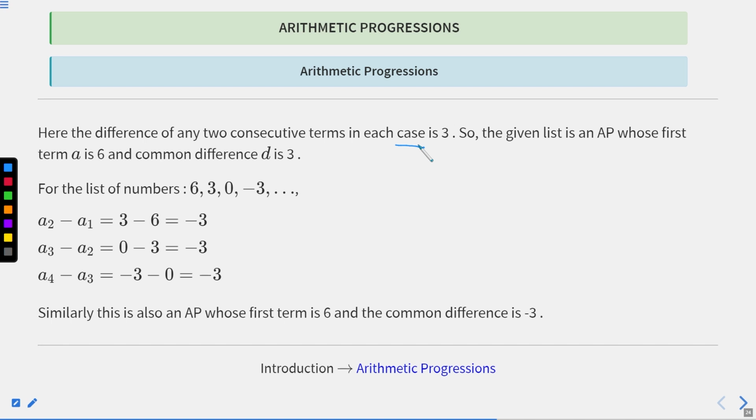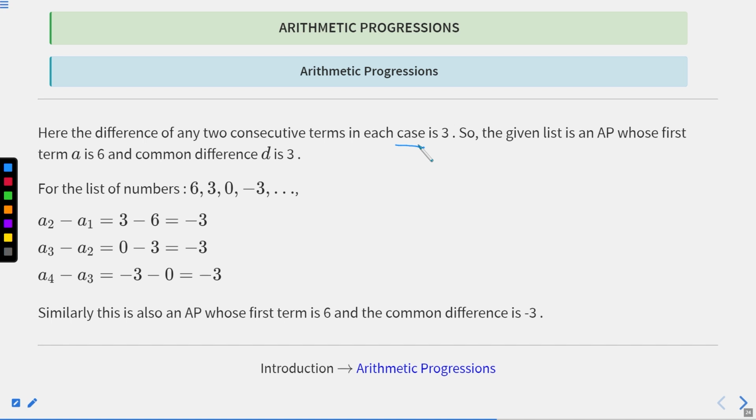By taking the difference of two consecutive terms, the difference of any two consecutive terms is basically 3, and they are the same. So this list of numbers is an AP. Here the first term A is 6 and the common difference D is equal to 3. Now let us move to the next example.